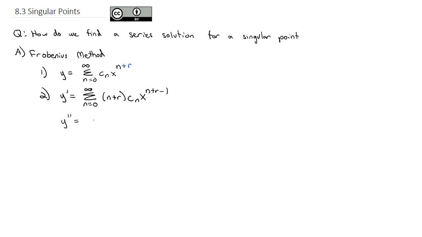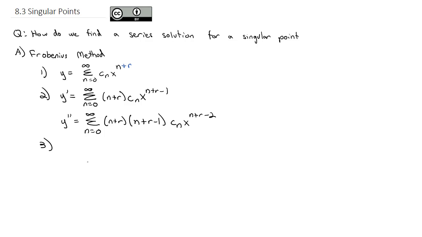And then the second derivative, still following kind of the same pattern. The first term is no longer 0, so it's still going from 0 to infinity of n plus r times our exponent of n plus r minus 1 times c sub n times x to the n plus r minus 2.